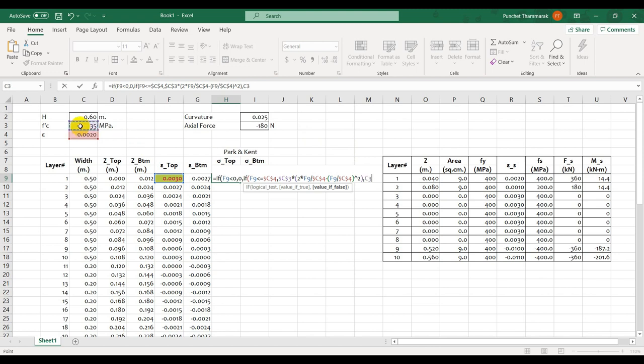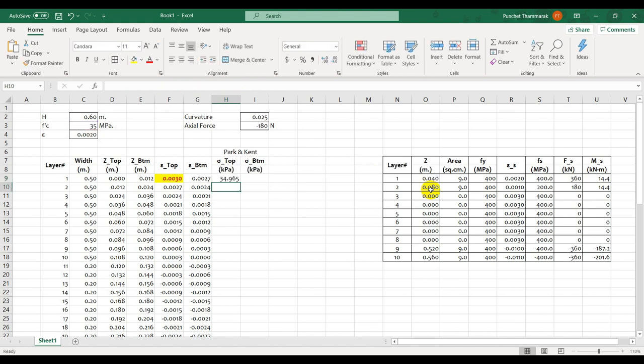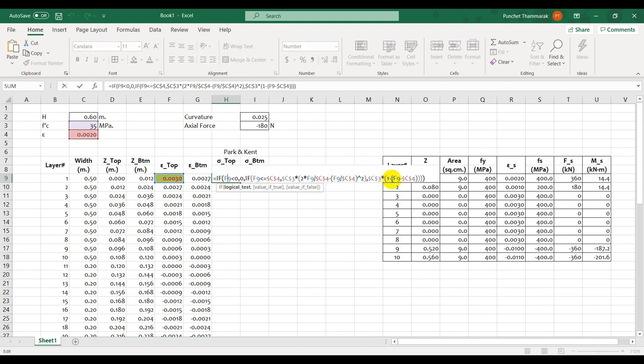F prime C multiplied by one minus, I'm going to add the Z value in there later, current strain minus this, close the bracket. Okay, now we get the compressive strain of concrete. The Z value is not added in yet, right? So the Z value is 0.5 divided by epsilon 50 U.